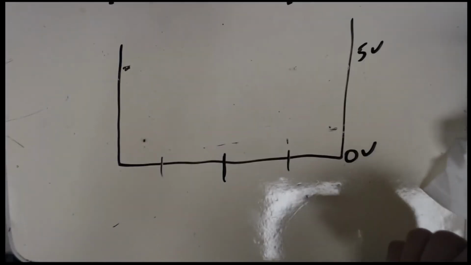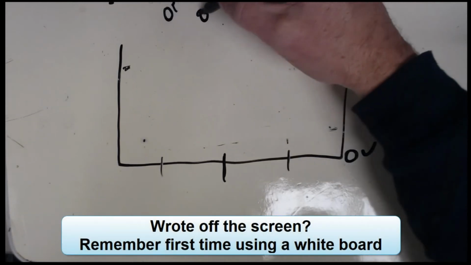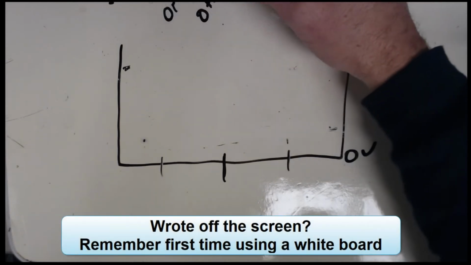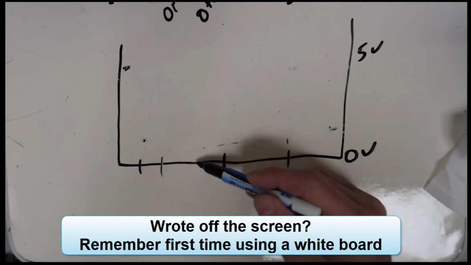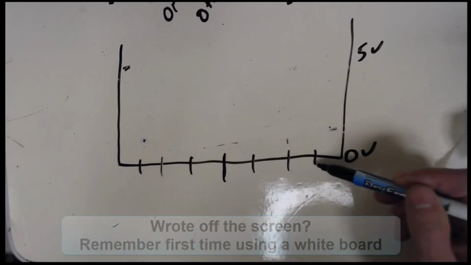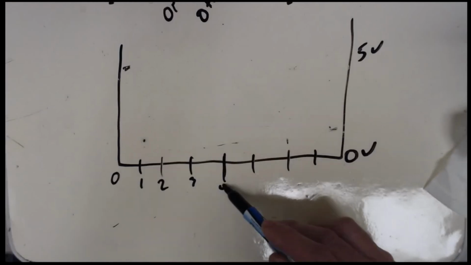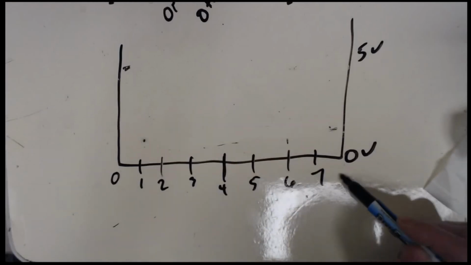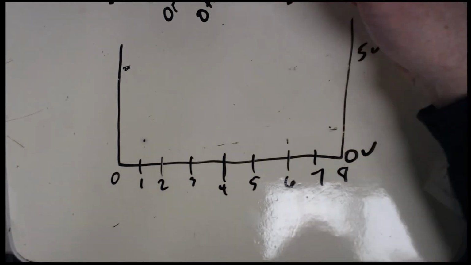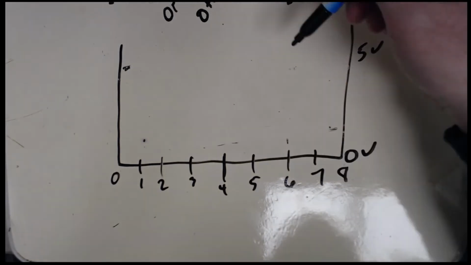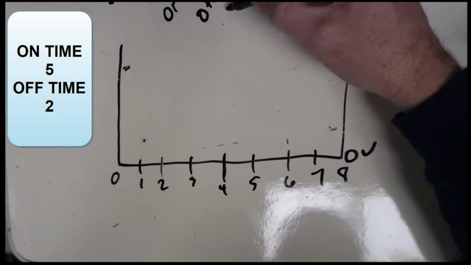Now with the chip that we're going to be using, they have an on time and an off time. Let's just go ahead and break this up into 8 sections instead of 4. And we're going to have 0, 1, 2, 3, 4, 5, 6, 7, and 8. You could set your on or off time to be anything in here. And we're going to set our on time to 5 and our off time to 2.